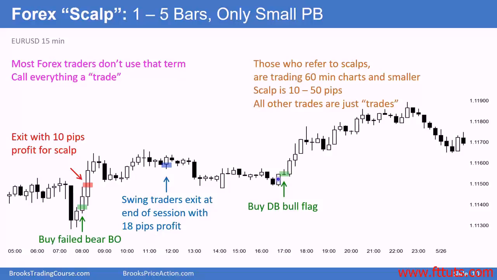They might buy above this bull bar, especially since there was a bull bar here. So they're buying a double bottom bull flag. A scalper might get out here, might get out on this reversal down, a failed breakout above this high. So he might get out with 10 or 20 pips. A swing trader will hold as long as he believes his premise is still valid.